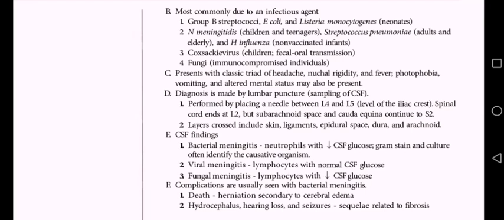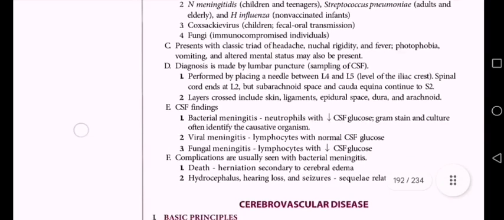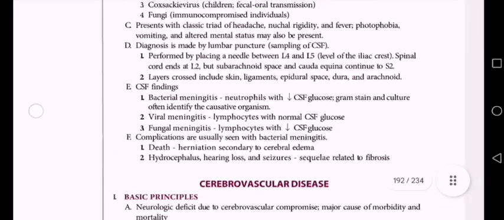Complications are usually seen with bacterial meningitis. You would see death because of herniation secondary to cerebral edema, hydrocephalus, hearing loss, and seizures, sequelae related to fibrosis. So that's something you would see here.